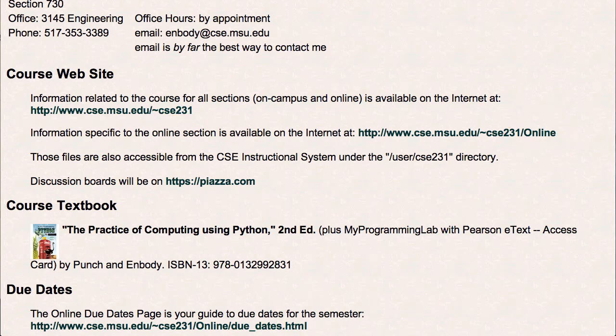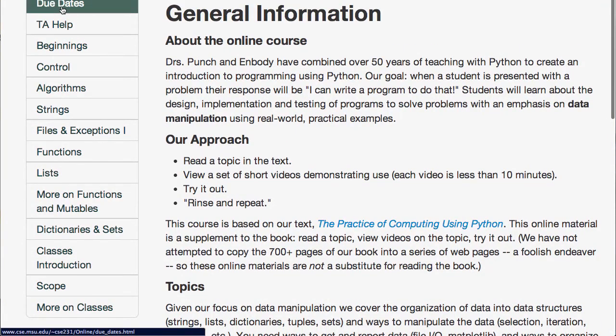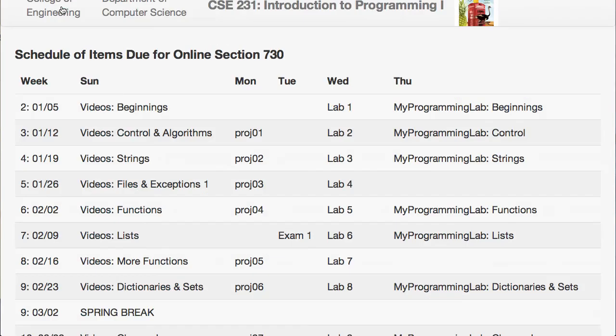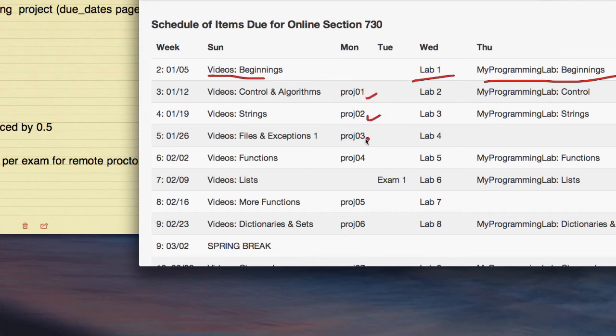In fact, let's take a look at that. So this is what the online course page looks like. The due dates page has weekly, describes a video. There'll be a lab, some My Programming Lab assignments, due on Thursdays, and then every week after the first week, Project 1, Project 2, Project 3, Project 4. Weekly, we get programming assignments, except no programming assignment when we have an exam, and so on down.